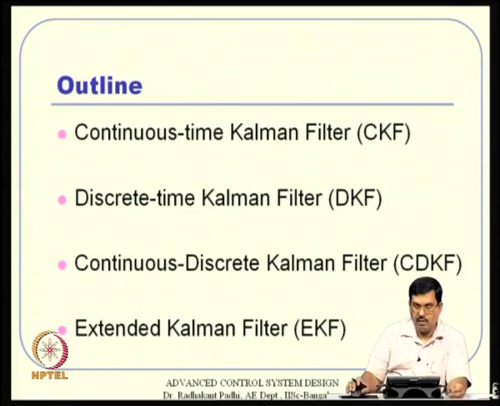We have the continuous time Kalman filter that we touched upon in the last class. Then we will extend that to the discrete time Kalman filter. So, the system dynamics is given in discrete form now, and the measurement is also given in discrete time. Then we will try to combine the two and ask, how about a continuous discrete Kalman filter? In other words, the system dynamics is continuous, but measurement comes at discrete time. That is what reality is, actually, most of the time.